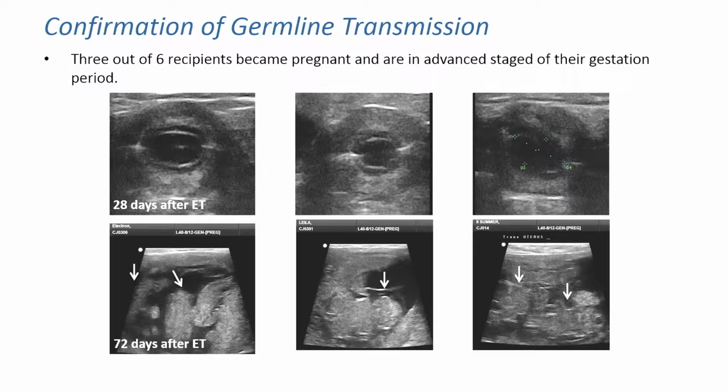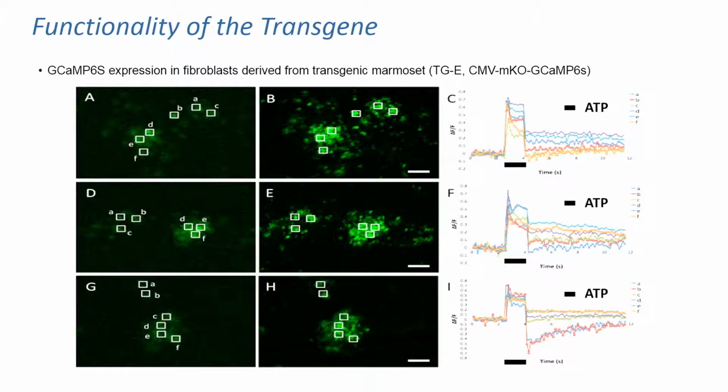We have 5 such babies born already in the F1 generation, so the lines were made, and we're really eager to utilize these animals soon in 2-photon microscopy experiments.